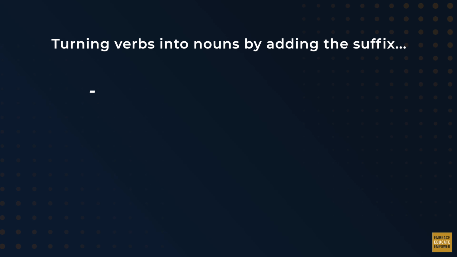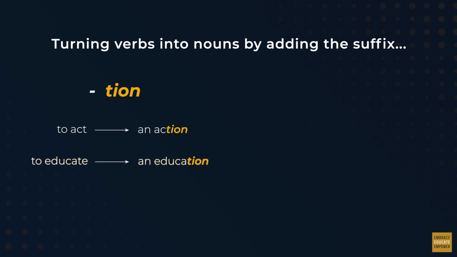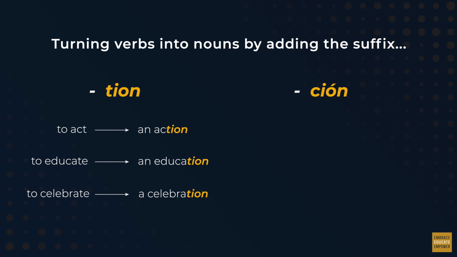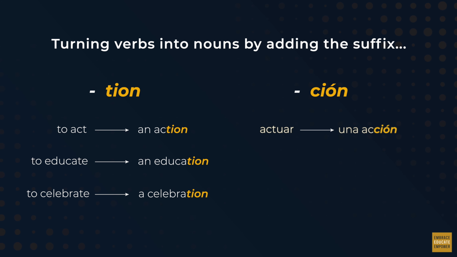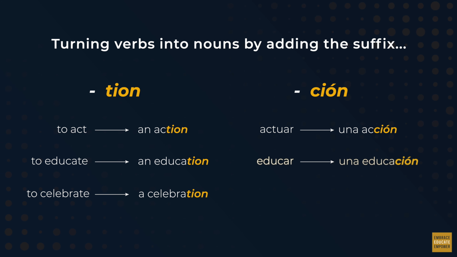Derivational suffixes are endings we add to root words to create a different word, often changing the part of speech. For example, in English, we often turn verbs into nouns by adding the suffix tion, shun, to the end of a word. The verb to act becomes an action. To educate becomes an education. To celebrate becomes a celebration. This language pattern is very similar in Spanish, except the suffix is ción. Actuar becomes una acción. Educar becomes una educación.